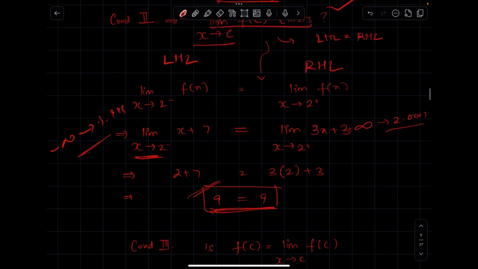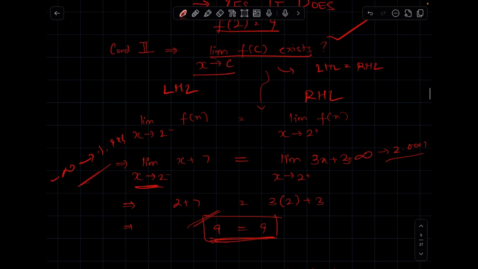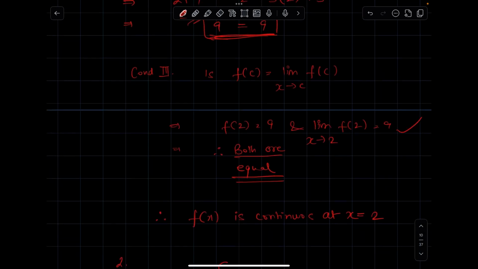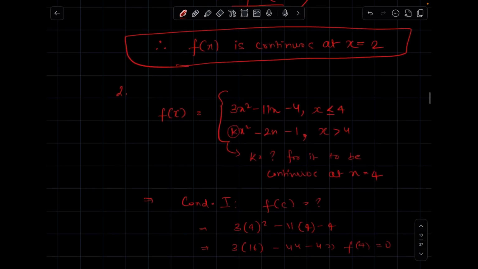Therefore, the limit does exist. Now, condition 3 is, does condition 1 equal condition 2? And the answer is yes, they are both equal. Therefore, f of x is continuous at x equal to 2. So this is your typical question on continuity for the AP exam.